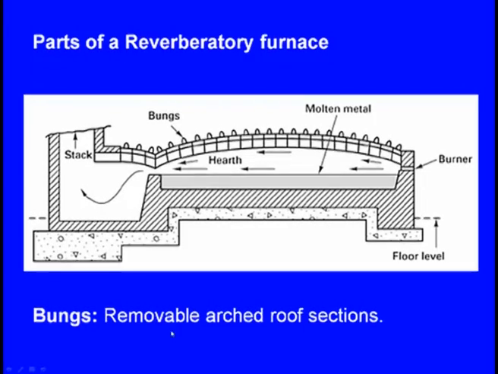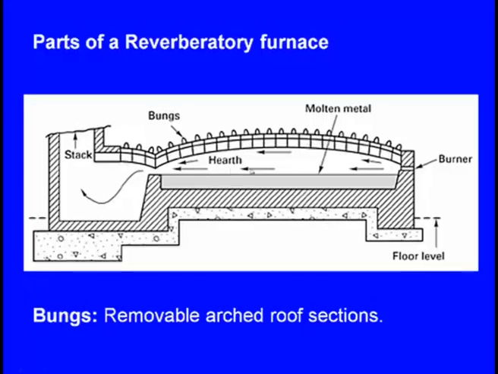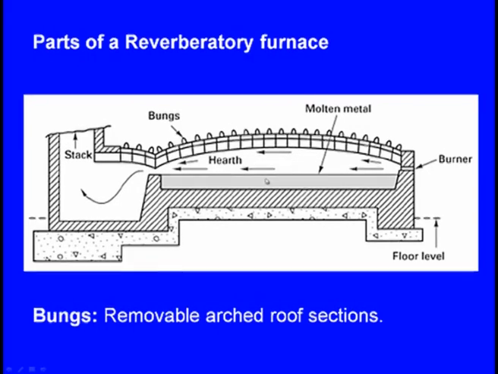And here we can see, yes, this is the reverberatory furnace. This is the burner and fuel, and this is the roof. Here the hot gases will go and touch the roof, and the radiation comes and strikes the charge. And here we can see this is the stack through which the hot gases can escape. And this inside chamber is known as the hearth. And you can see here this is the molten metal.